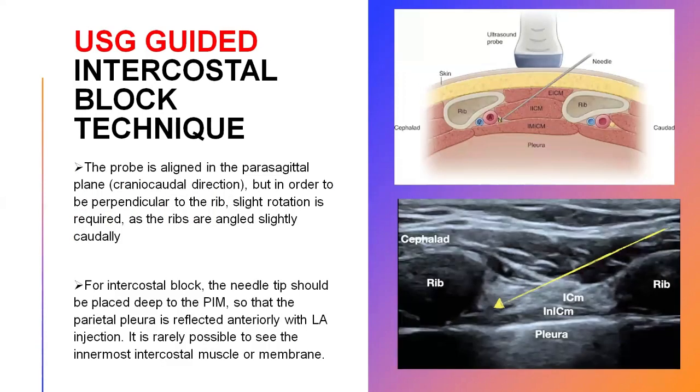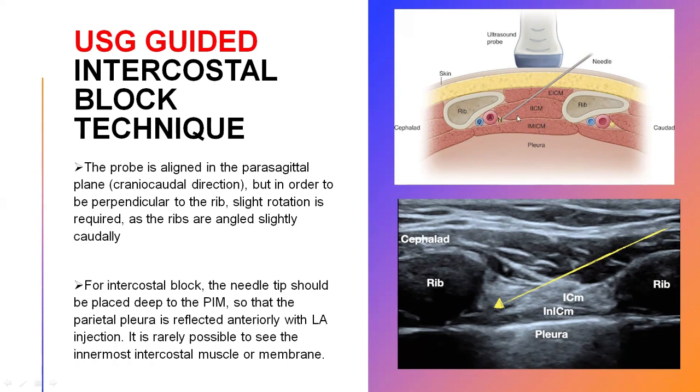Now, the ultrasound-guided intercostal block technique. This is a very simple and much easier technique under ultrasound guidance. Here you can see the probe, that is the in-plane probe. We can see these structures. There is skin, subcutaneous tissue, then the external intercostal muscle, then the internal intercostal muscle, and lastly the innermost intercostal muscle.